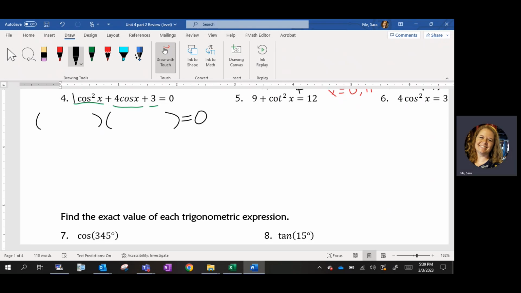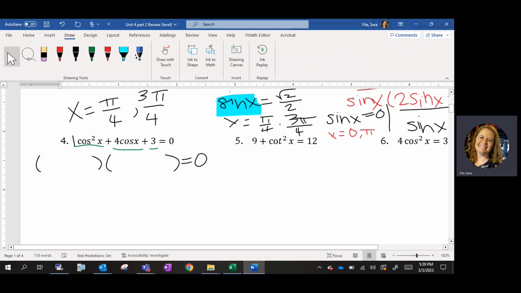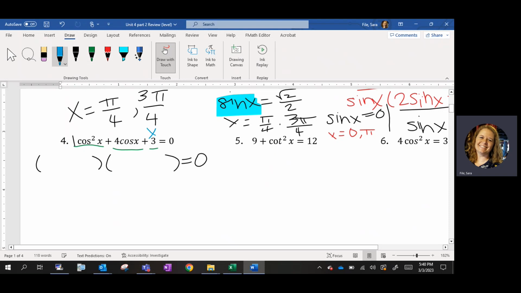Okay, when your A value here is an understood 1, you're just looking for what multiplies to C, which is 3, but adds to 4, the B. So it multiplies to C, but adds to B. And we can do that because this is an understood 1 A value in front.